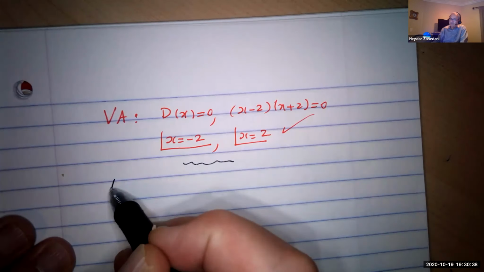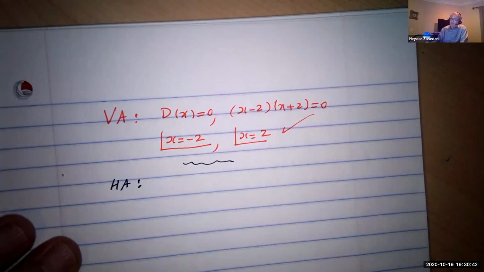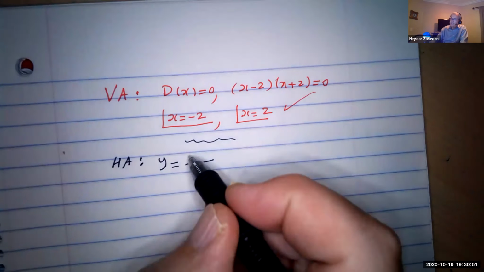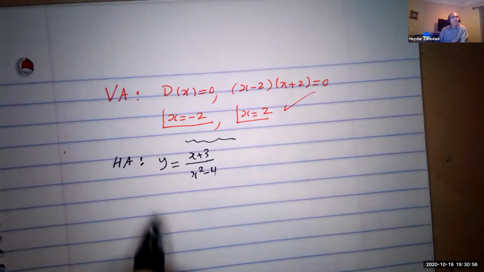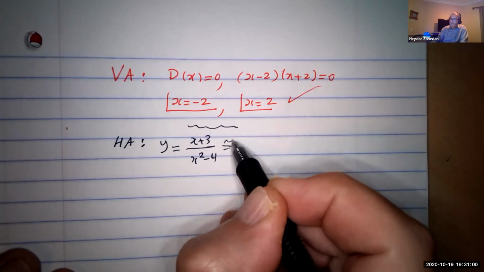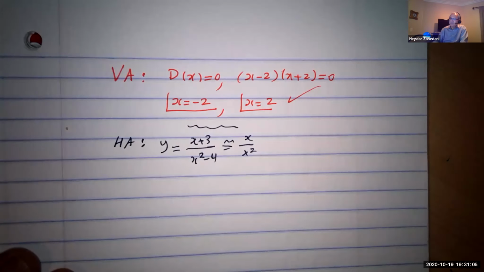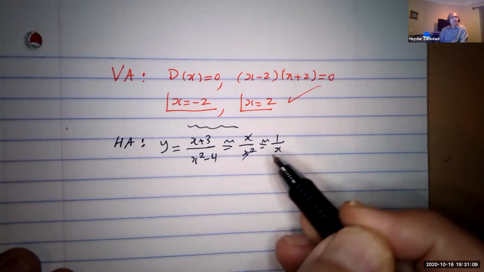Horizontal. This is when x goes to infinity. End behavior. Bring the function. What is the function? X plus 3 on the top, x squared minus 4 on the bottom. Shrink it. Remember, when it goes to infinity, the top would be x, the bottom one would be x squared. Simplify: 1 over x. Let's see what this one is.